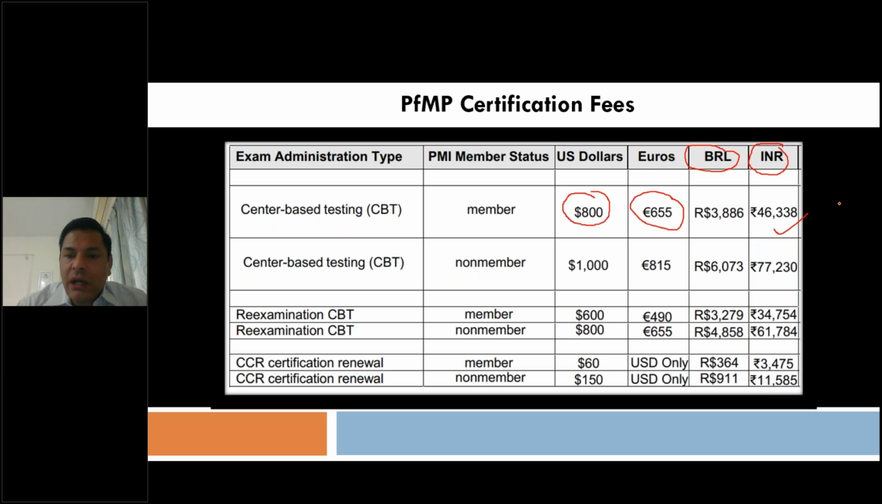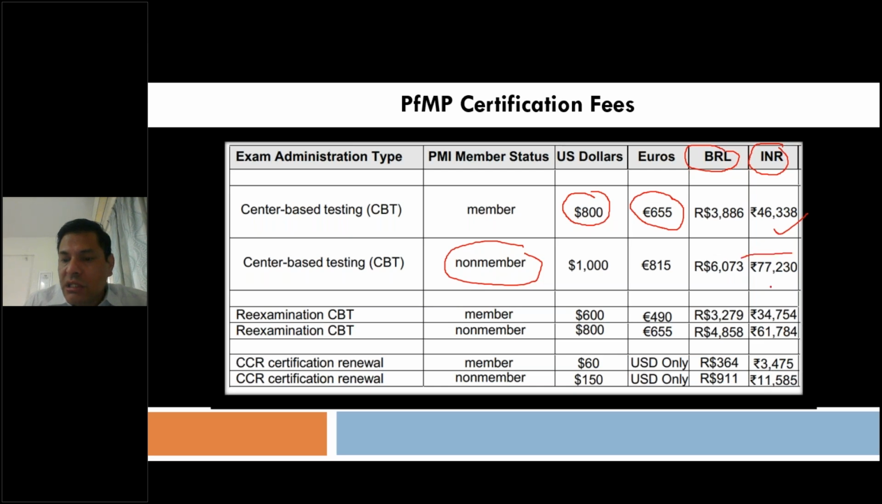Very recently, maybe within the last 10-15 days, or let's say within the last one month only, PMI has made these changes where Brazilian and Indian professionals can pay their membership fee and exam fees in the local currency.